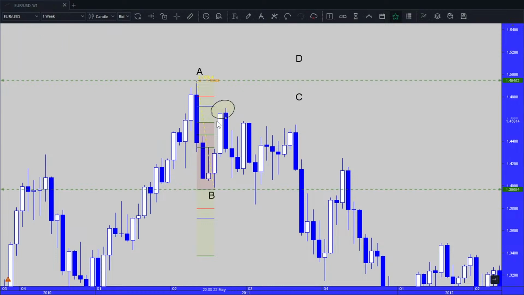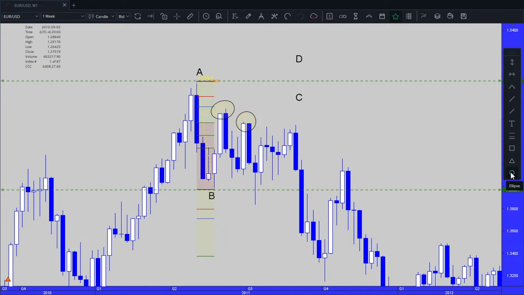Is the first circle the C? Is the second circle the C? Or is the third circle the C? Which one is the correct C, students?